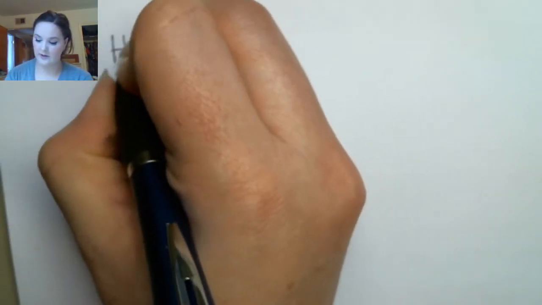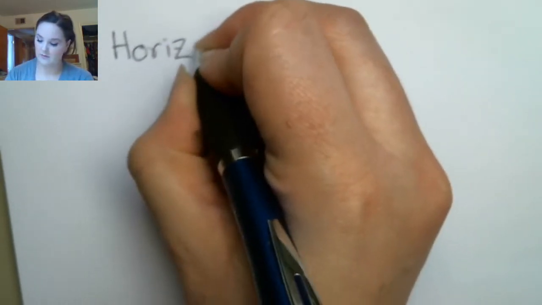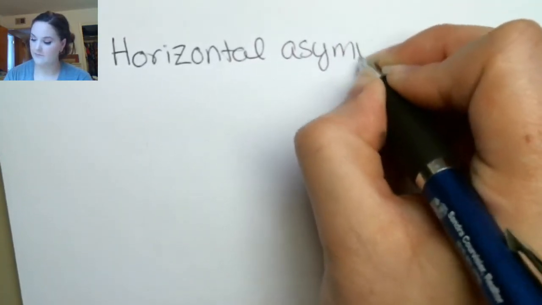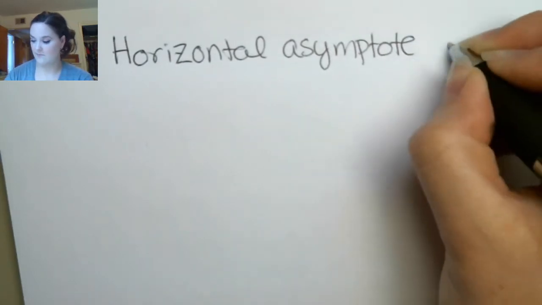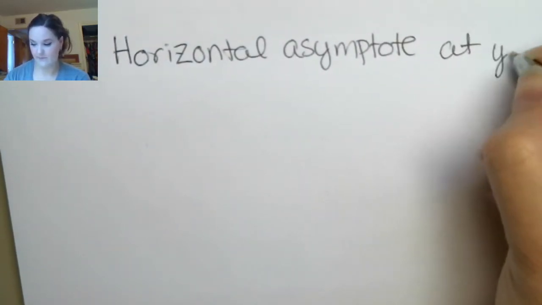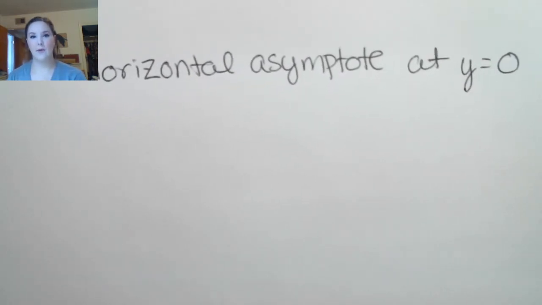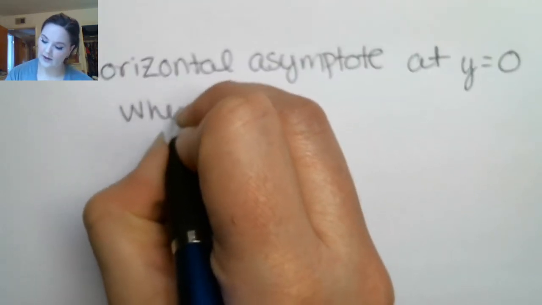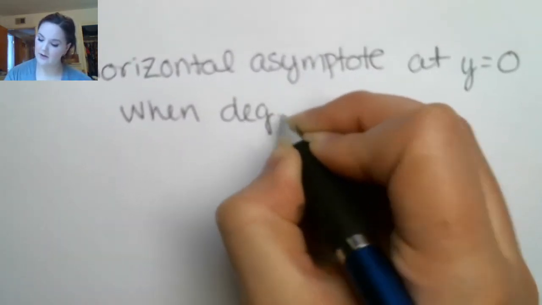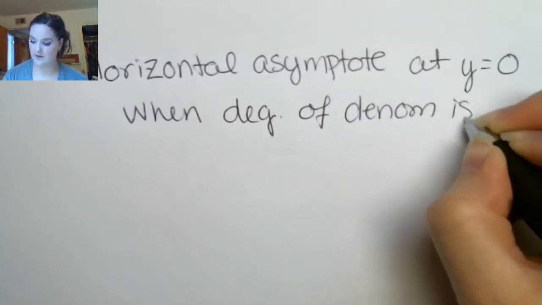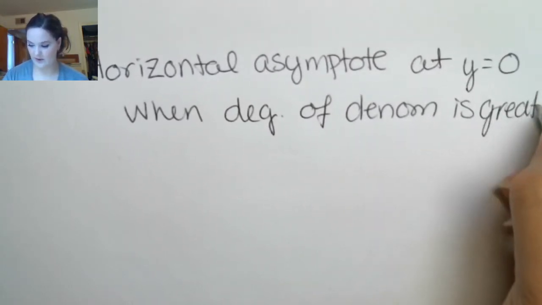Oh, there's one more horizontal asymptote that I forgot to talk about. Okay, so you can get a horizontal asymptote that's at y equals 0, which is the x-axis. Okay, and this happens when the degree of the denominator is greater than the degree of the numerator.